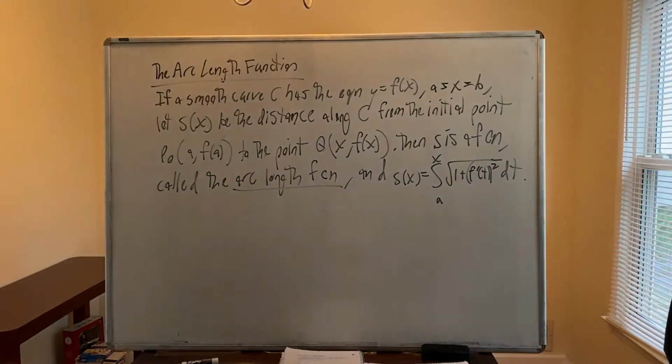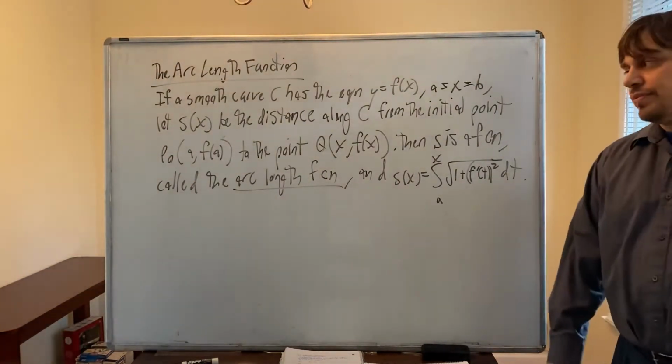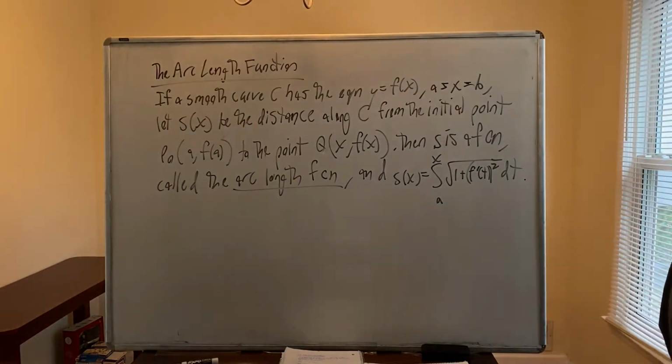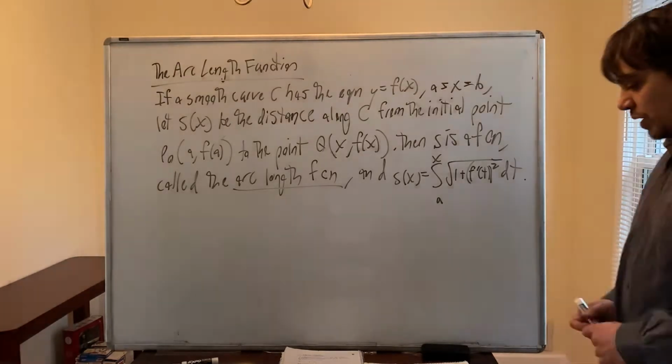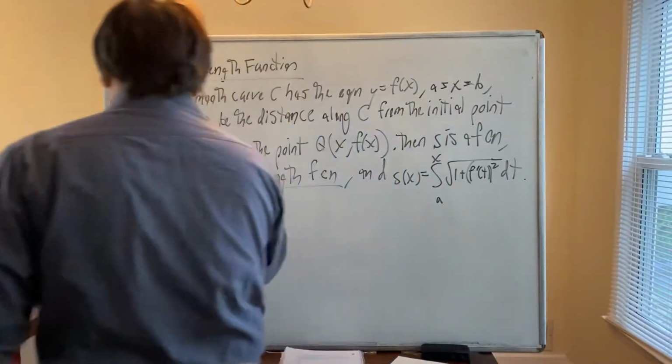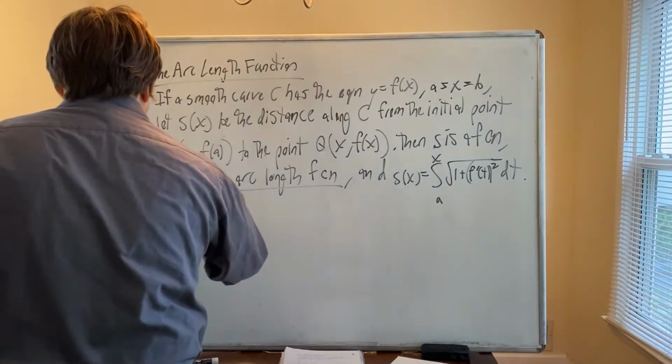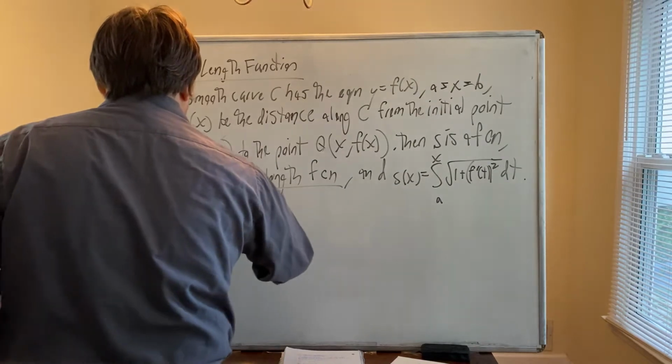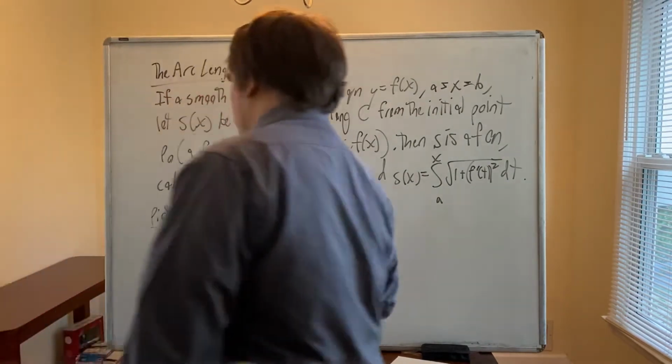Okay, so if a smooth curve capital C has the equation y equals f of x, a less than or equal to x less than or equal to b, and s of x is the distance along C from the initial point P naught to the point Q, then S is a function called the arc length function, and S of x is equal to that. Okay, so to illustrate this, let's say there's a picture illustration.